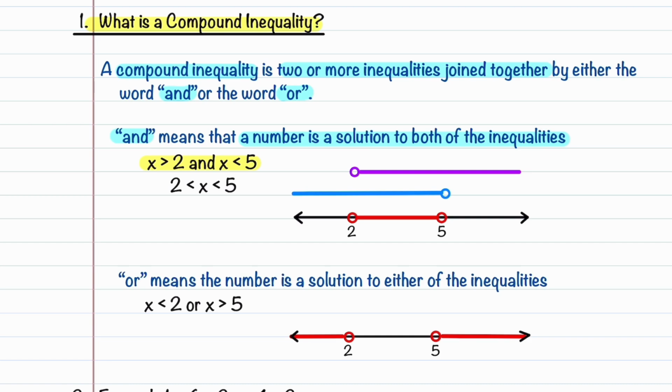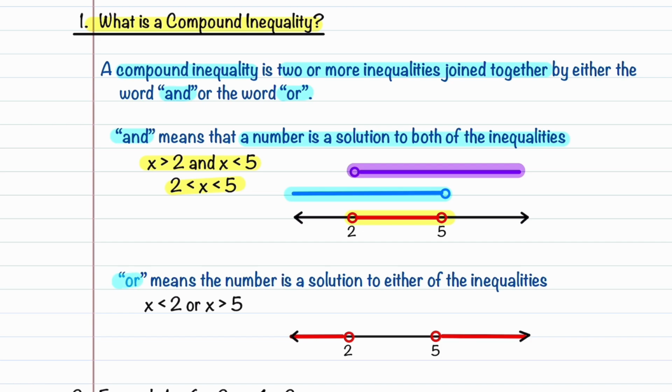The solutions to this are just the numbers where both of these inequalities are true, and that's going to be from 2 to 5. And you can see that here in our graph. X is greater than 2 includes the numbers from 2 to 5, and so does x is less than 5.